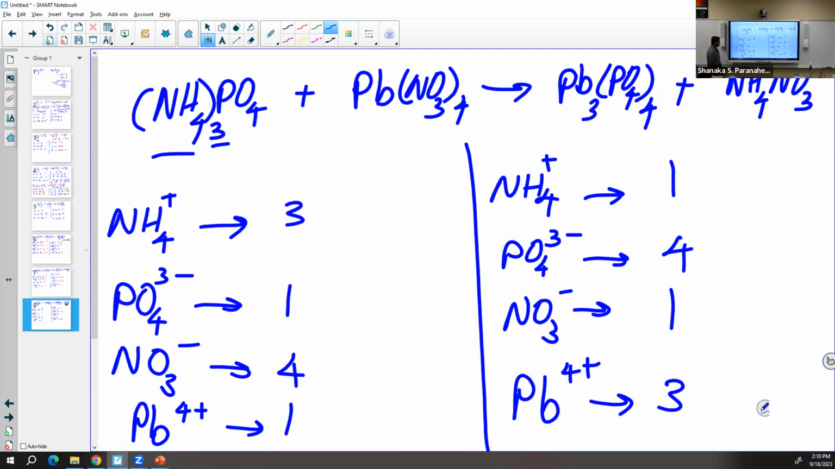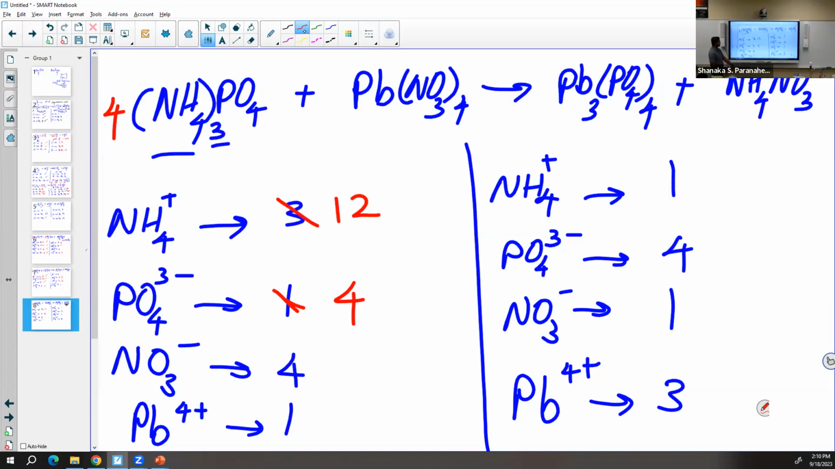So normally I start from the largest count. Nitrate, phosphate, same count, but I will start from phosphate because it comes with lead. So I'll start from phosphate. So 4 versus 1. So we need 4 phosphate on this side. So it has to be 4 from this compound. So each has 1. So we need 4 of those. 4 times 1 is 4 phosphates. And it will change the number of ammonium. So 4 times 3 is the new number of ammonium. 12.